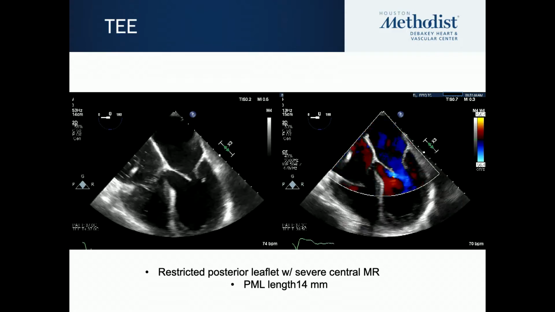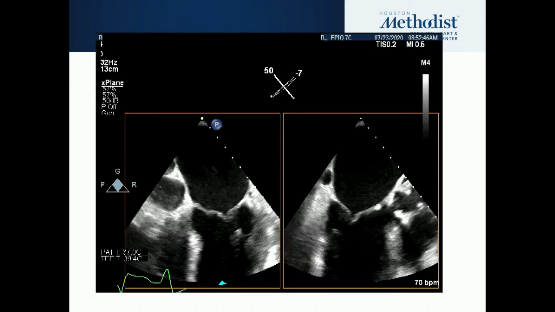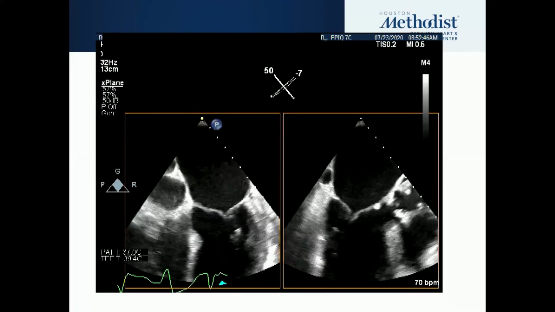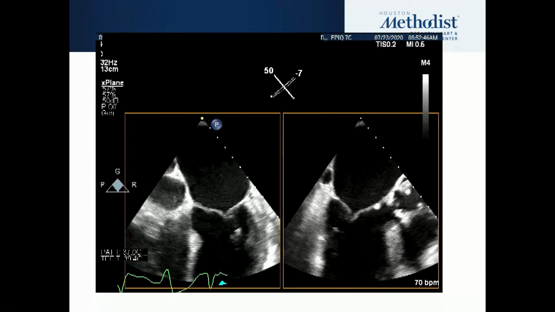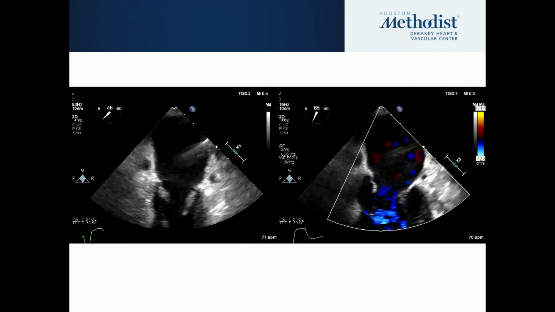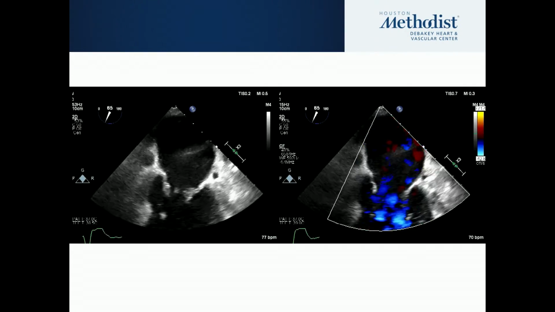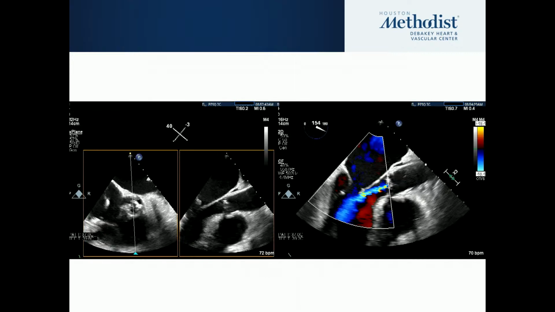The length of the posterior leaflet was 14 millimeters. This again shows the restricted movement of the posterior leaflet, so a Carpentier type 3B mitral valve. And this is the commissural view, showing commissure to commissure mitral regurgitation and a large regurgitant jet. This is a Doppler profile through the pulmonary veins, showing pulmonary vein flow reversal, suggestive of severe mitral regurgitation.